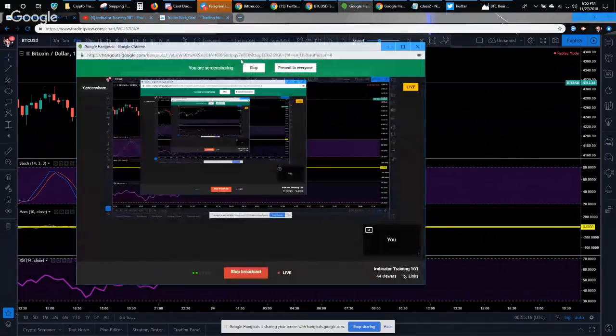Let me flip off the screen share and check the chat to see if there are any questions on how you use the momentum indicator to confirm the stochastic and the RSI. Hayden asked, how did you drop the median line? I just went into my inputs there and typed in 0 manually. I just went into the settings on the indicator.